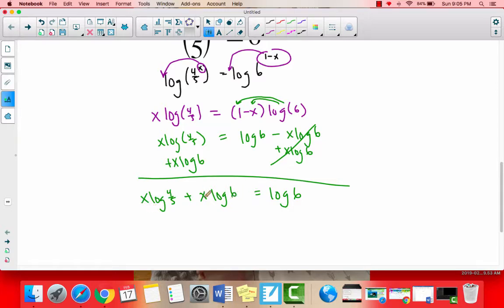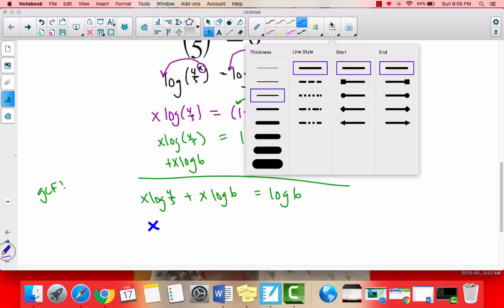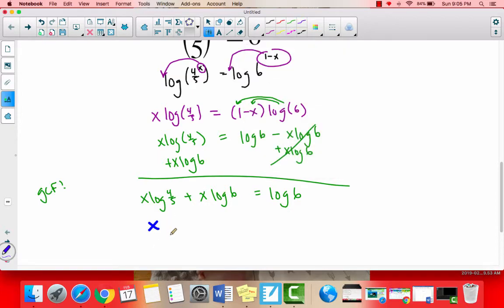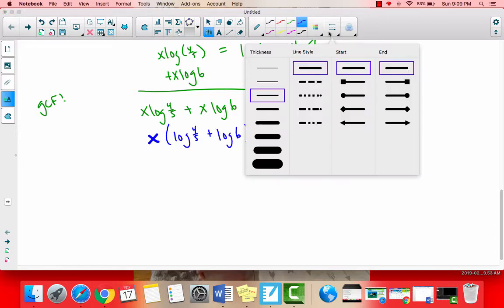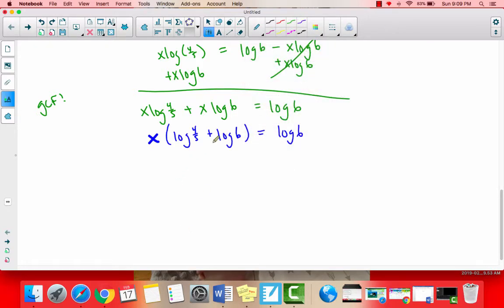Instead, what I can do is I can pull the x's out. Think of it like a greatest common factor. So they both have an x in common, so I'm going to take that x out. And when I do that, I'm left with my logs in parentheses. So I took out a common factor. And because I was able to take out the common factor, I went from having 2 x's to just having 1. So now what I can do is I can combine my logs that are on the left side.